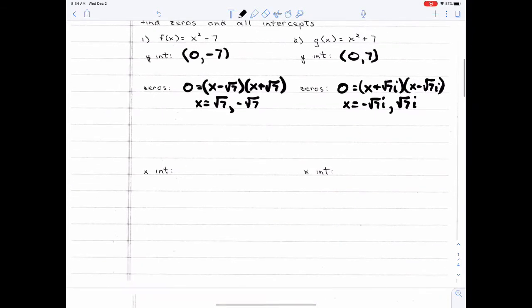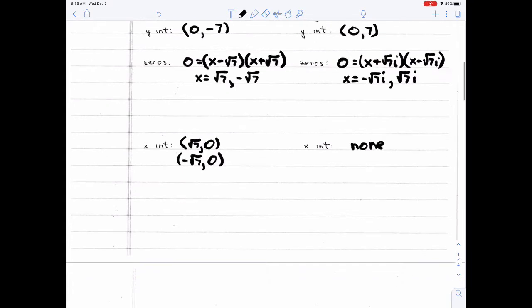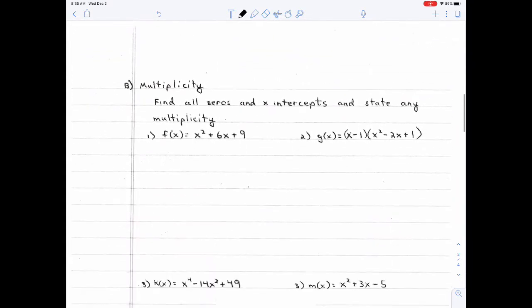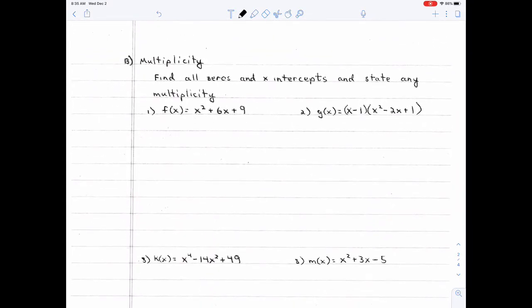What are your x-intercepts? Well, here it'd be (square root of 7, 0) and (negative square root of 7, 0). But here there are no x-intercepts. Why? Because imaginary numbers don't plot on an x, y-axis system. I talked about that a lot the last video, so I'm not going to delve into that anymore. Okay, multiplicity. Find all zeros and x-intercepts and state any multiplicity.